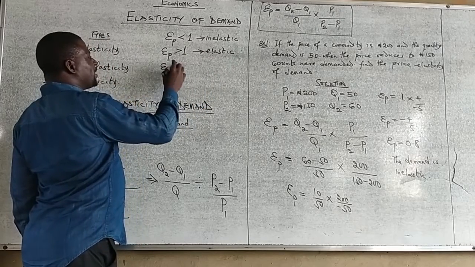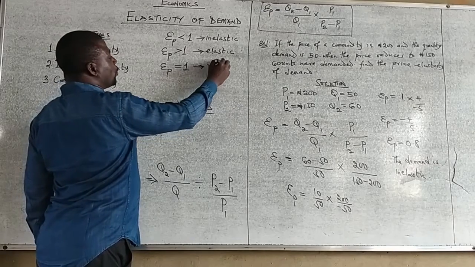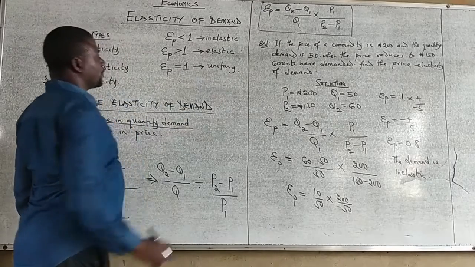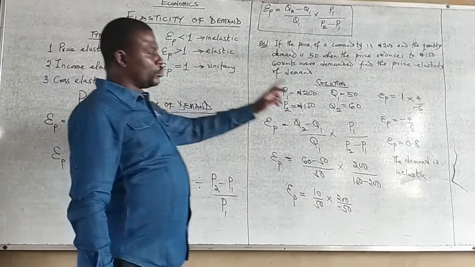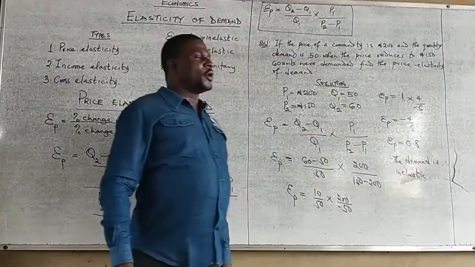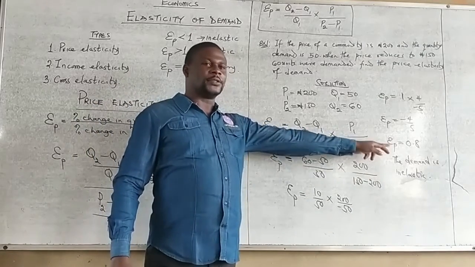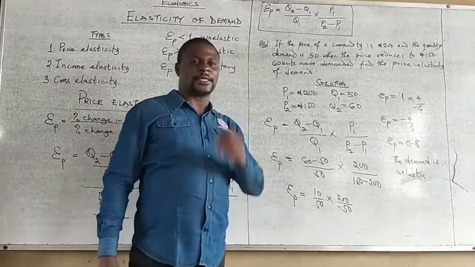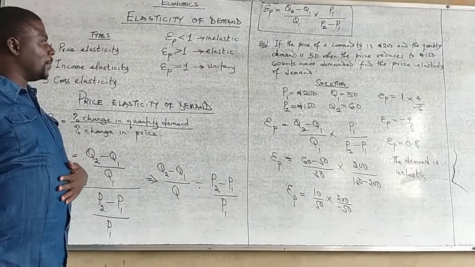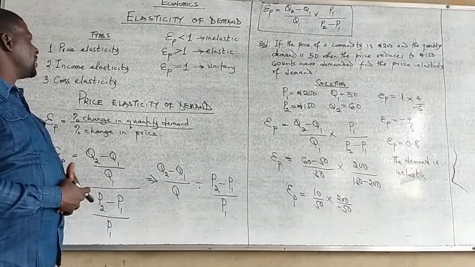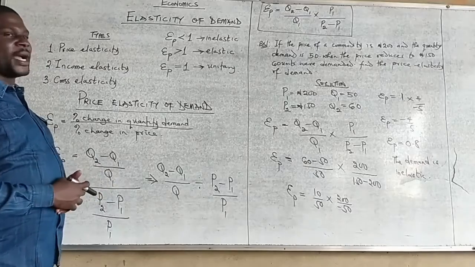Anytime your price elasticity is greater than 1, your demand is said to be elastic. And anytime your price elasticity is equal to 1, your demand is said to be unitary. So at the end of every solution, you must always interpret your result. If your final answer is less than 1, inelastic; 1, unitary; more than 1, elastic. Do you get that? So that is an example of price elasticity. Now we're going to look at another example and then look at the cost.